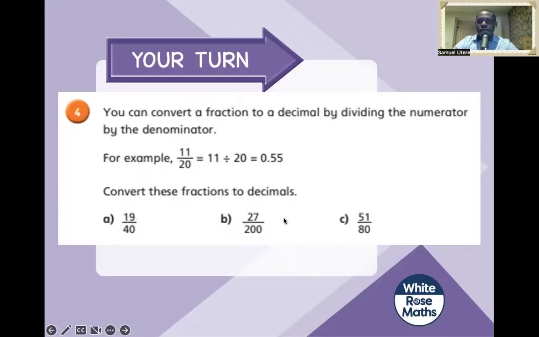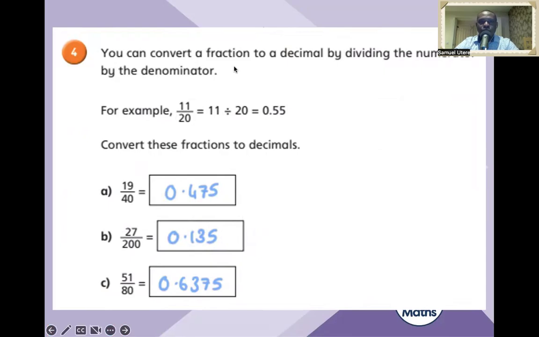Pause the video and answer question 4 in 3 minutes. You could actually do it in 2 minutes. Assuming you've paused the video and you've answered question 4, here are the answers. Let's discuss them. Here you were asked, you can convert a fraction to a decimal by dividing the numerator by the denominator. That's fairly straightforward. For example, 11/20 is 11 divided by 20.